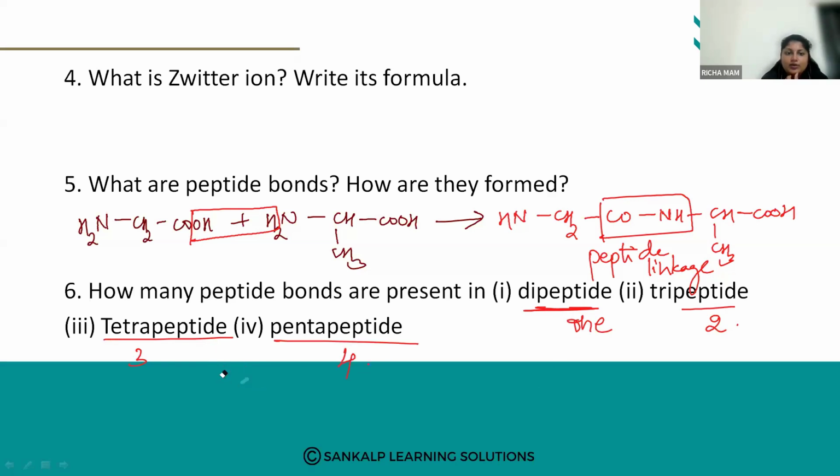Remember that. So how many peptide bonds are present in dipeptide? There is only one peptide linkage. Then two in tripeptide, 3 in tetrapeptide, 4 in pentapeptide. So these are the number of peptide bonds present.